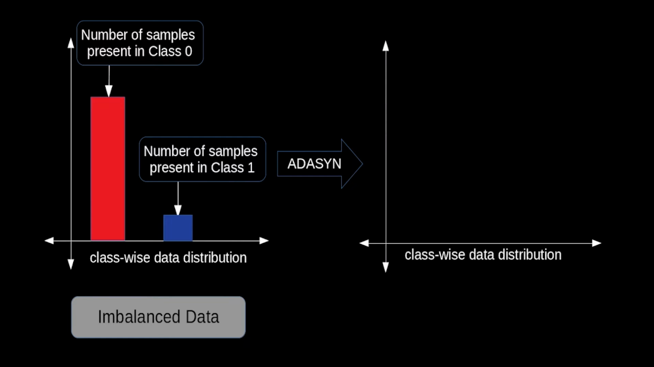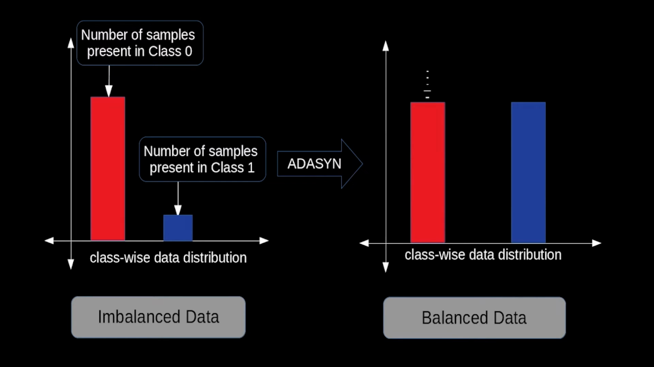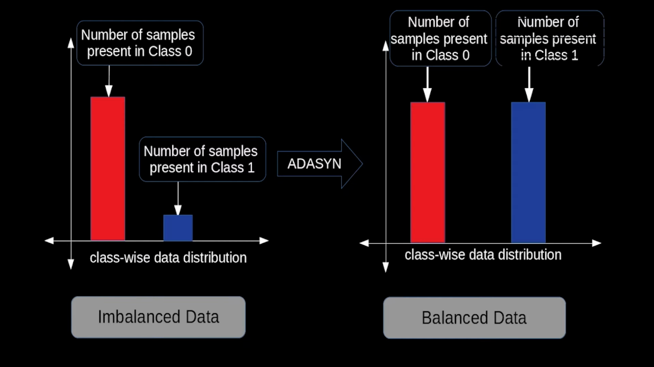Consider an example of imbalanced data. Here we can see the class-wise data distribution is not equal. The number of samples present in class 0 is not equal to the number of samples present in class 1. Now let's see what happens after applying ADASYN. After applying ADASYN, we have balanced data. The class-wise distribution is equal. The number of samples present in class 0 equals the number of samples present in class 1.